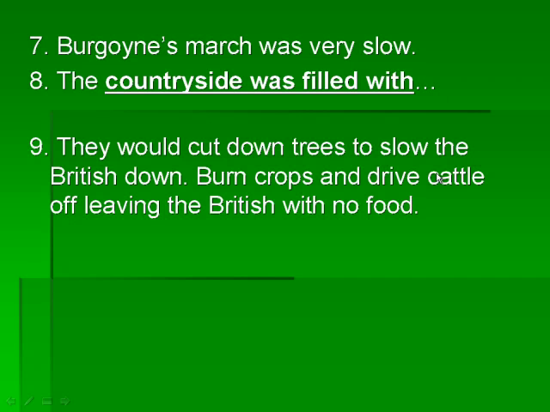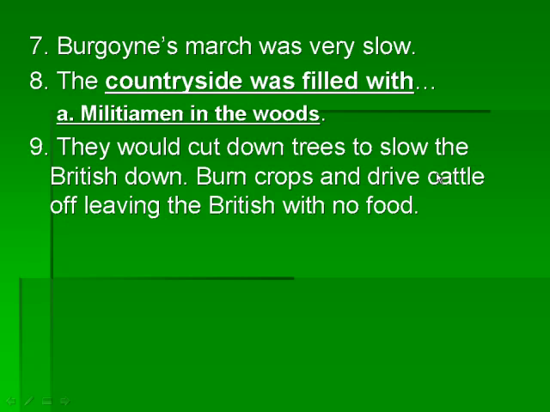His march was very slow. The countryside is filled with militiamen in the woods, and they would cut down trees over the roads, which means that the British would have to unpack their wagons or carts and go around these trees, or cut up the trees and move them out of the way. Regular citizens would also, throughout the countryside, burn crops and drive cattle off, leaving the British with no food.